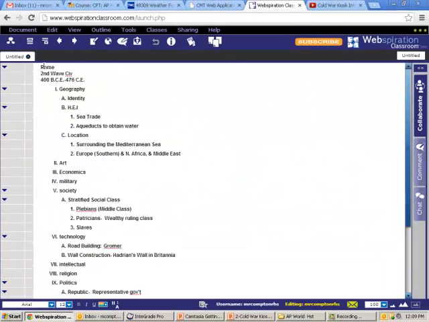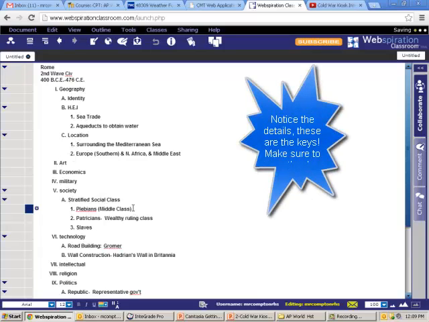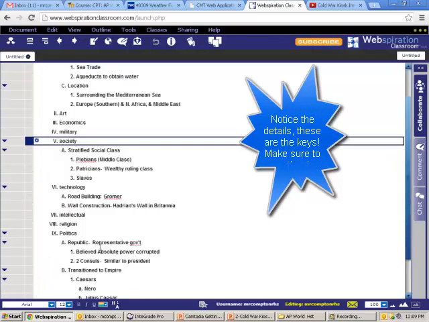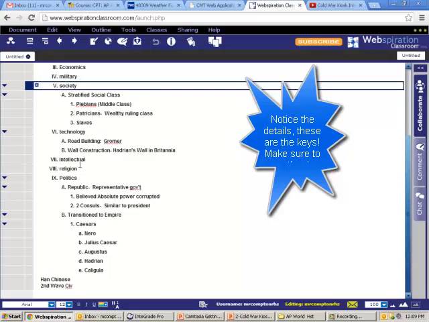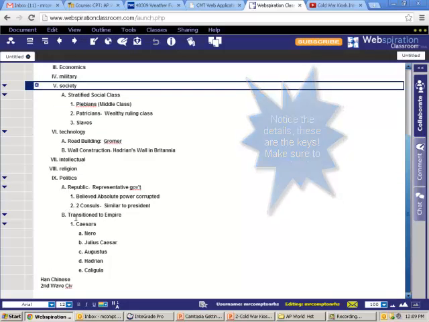We start with our main topic, Rome. And then within that, we have a couple pieces of information, geography, and the subpoints of geography, some of the elaborating ideas. We didn't discuss our economic military, but we discussed society. And then again, we have the breakdown of society. Then we have technology, some examples of the technology, and then of course the transition to empire, the details that expand on that.